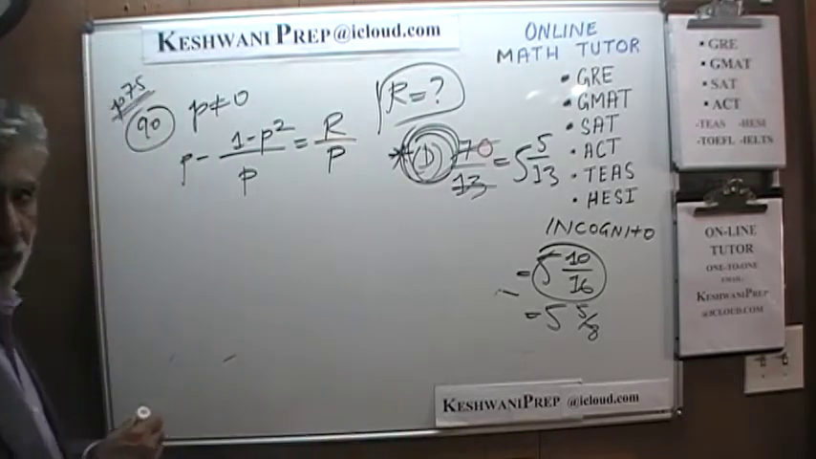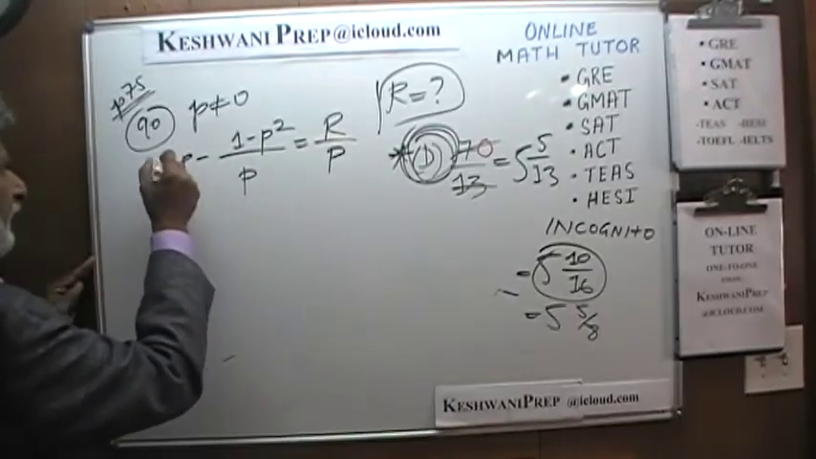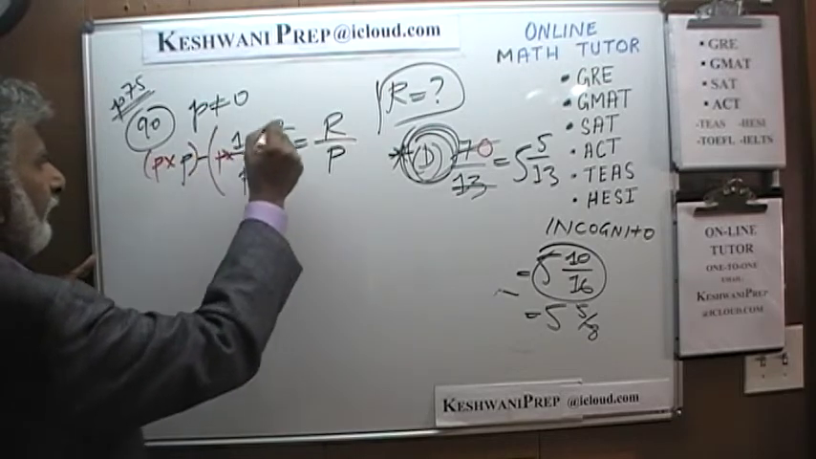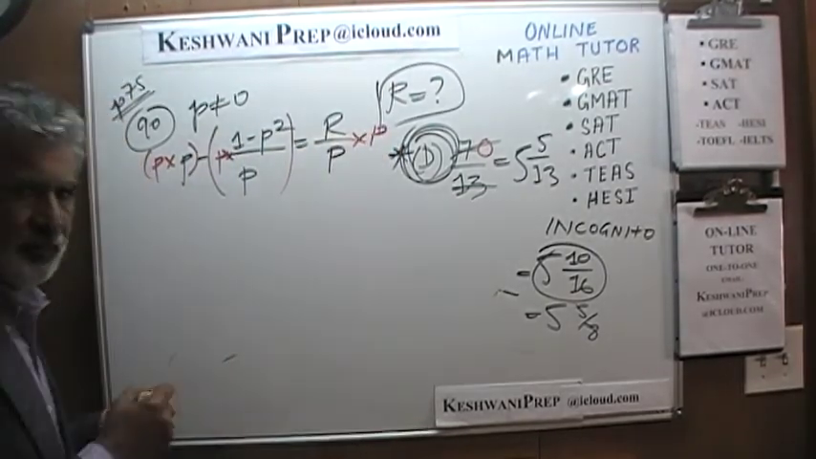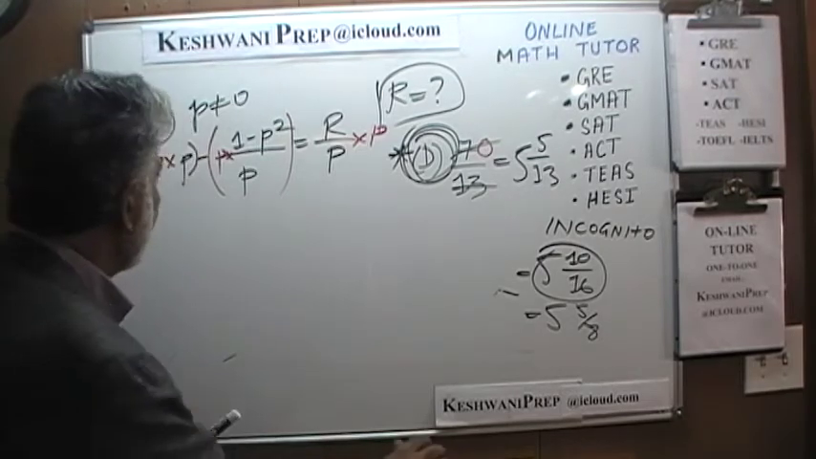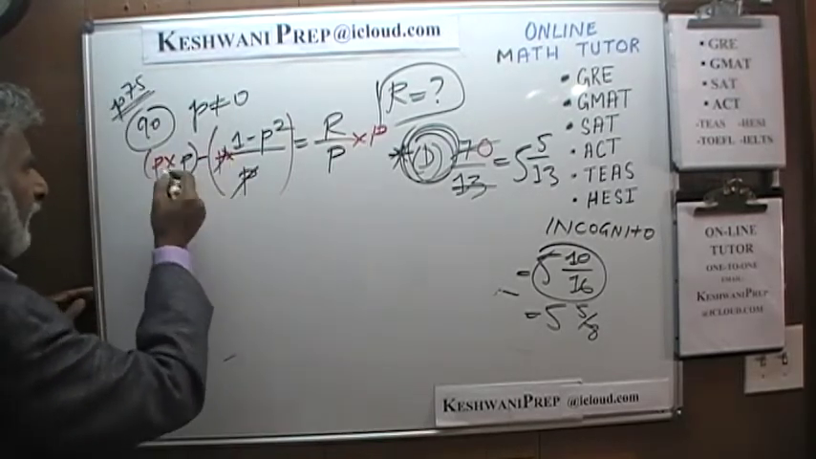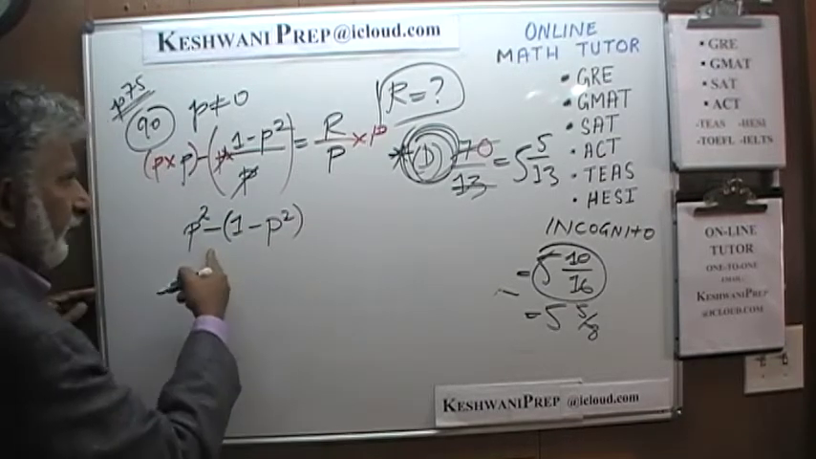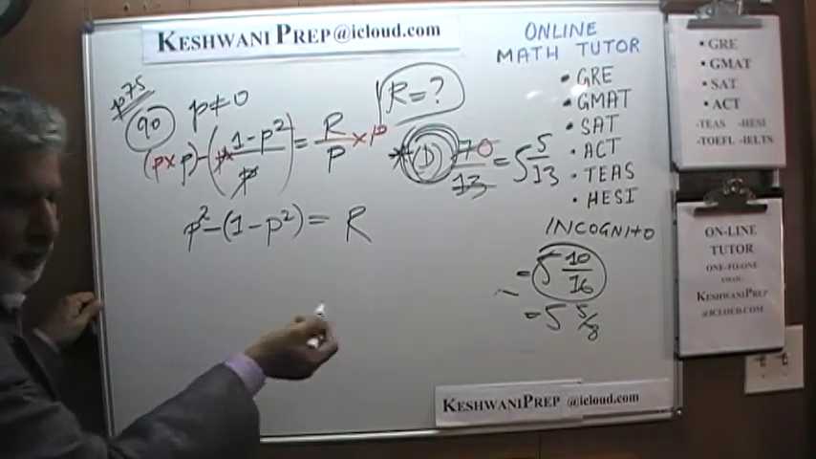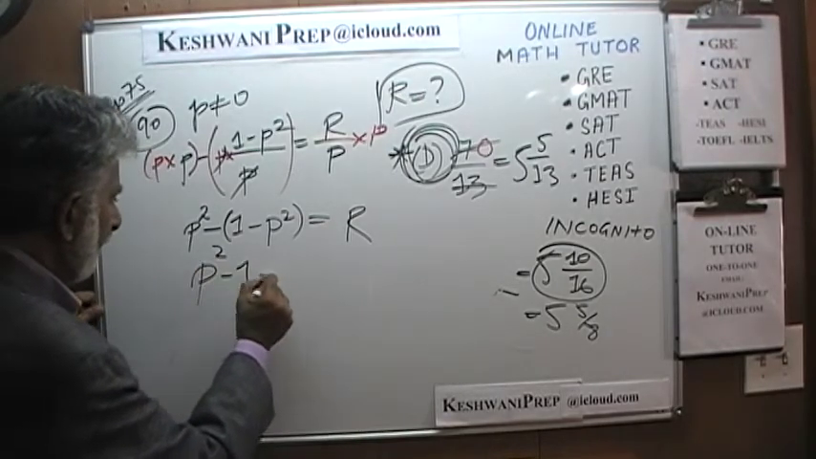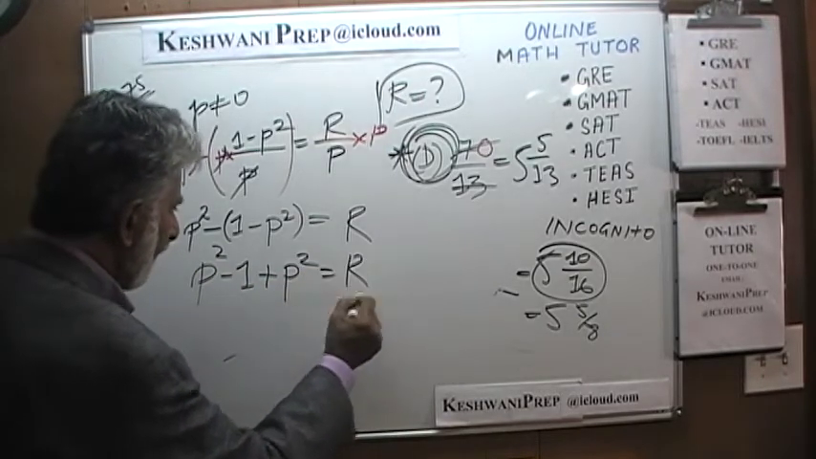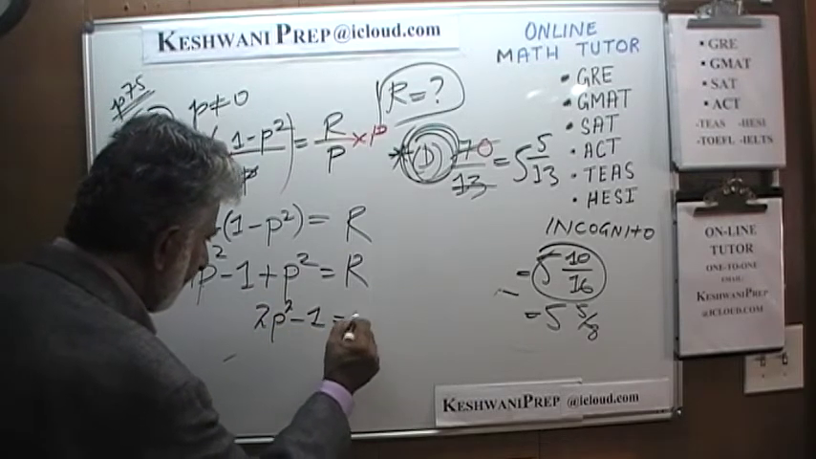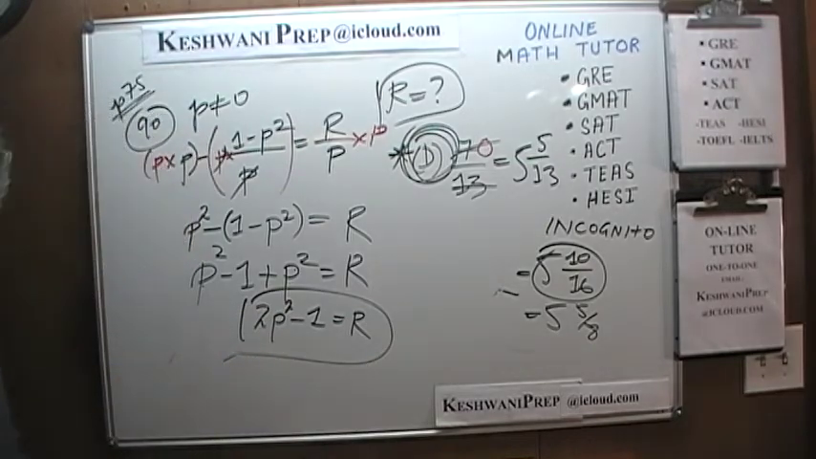The very first thing we're going to do here is to multiply the entire thing by P. Just multiply the entire equation by P so that we can get rid of this P. And it becomes P squared minus 1 minus P squared. Don't open the parentheses yet. And there's your R. That's it. We're almost done. So P squared minus 1 plus P squared equals R. P squared plus P squared is 2P squared minus 1 equals R. And there's your answer to number 90.